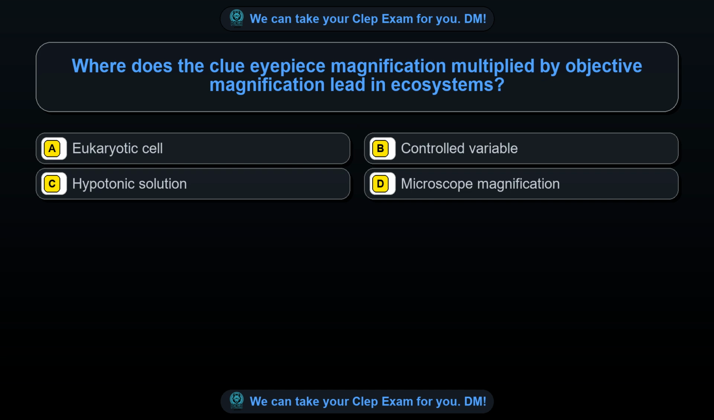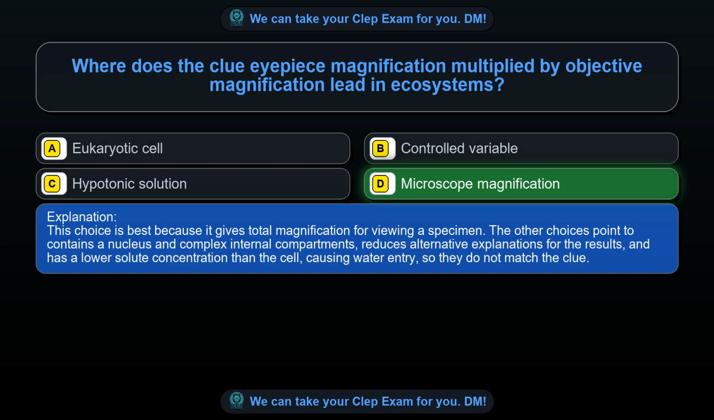Question 47. Where does the clue eyepiece magnification multiplied by objective magnification lead in ecosystems? Option A, eukaryotic cell. Option B, controlled variable. Option C, hypotonic solution. Option D, microscope magnification. The correct answer is option D, microscope magnification.